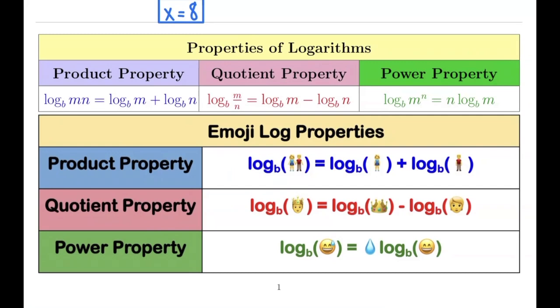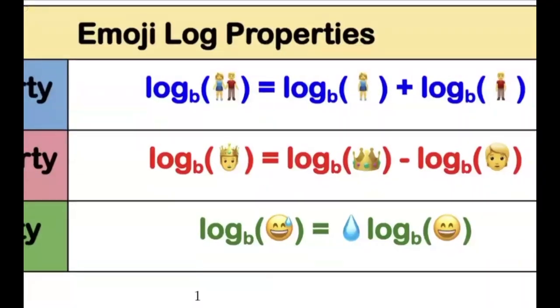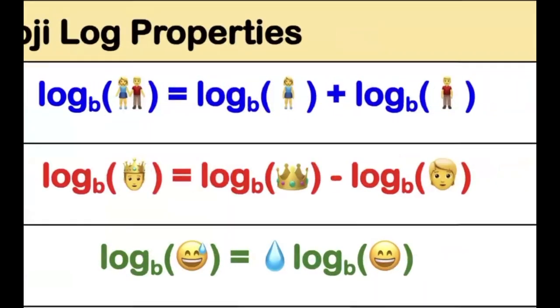Of course, thank you. So the quotient property in emojis says that if you have the log of a king, where you can treat the crown as the numerator and the boy as the denominator, that's like the m over n, then that equals the log of the crown minus the log of the boy. So there you go. That's the quotient property.